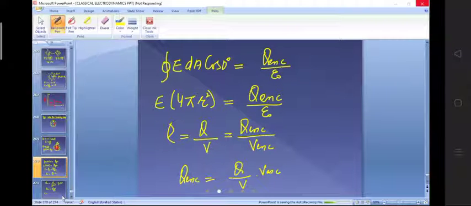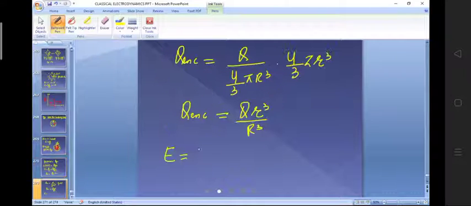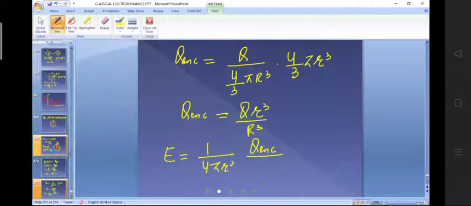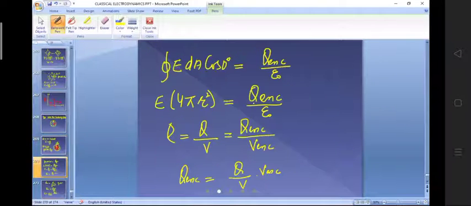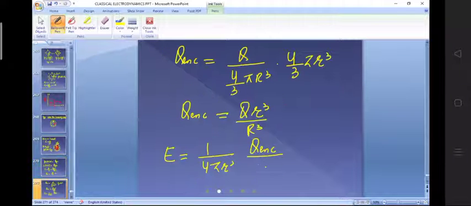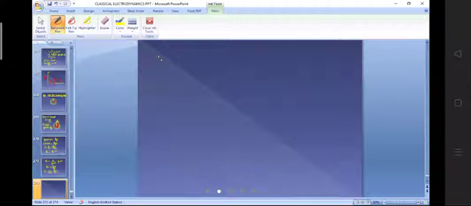That electrostatic field will be how much? Electrostatic field will be equal to 1 by 4 pi r square multiplied by Q enclosed, divided by epsilon naught. So here it is 4 pi r square, then here it's epsilon naught. Then what you can do is this: you can replace this Q enclosed. So the electrostatic field will finally be equal to this.